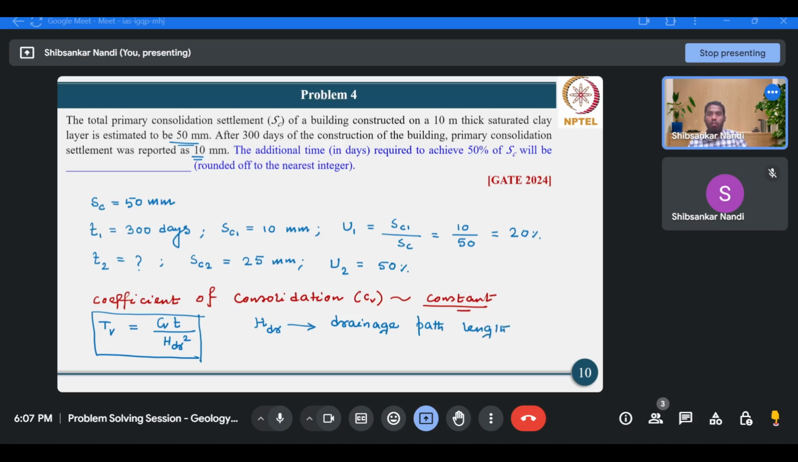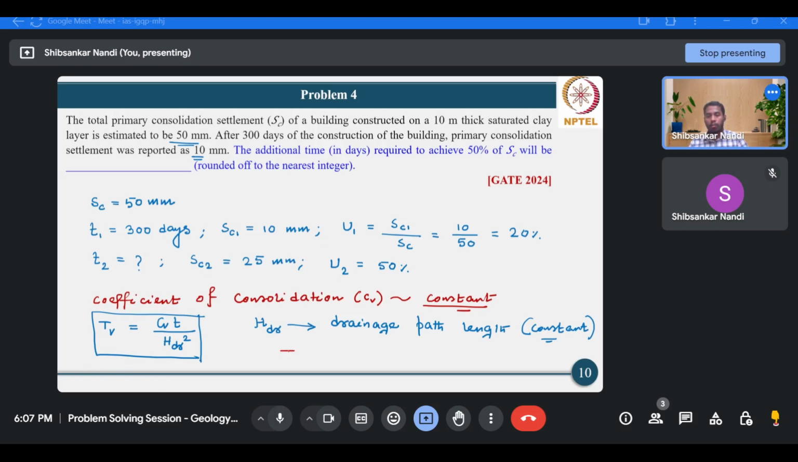Now, again, this parameter H here will be constant for this soil. Okay. So since we are basically dealing with the same soil, this drainage path length and CV will be constant. Now, if CV and H here become constant, then what will happen for this expression?